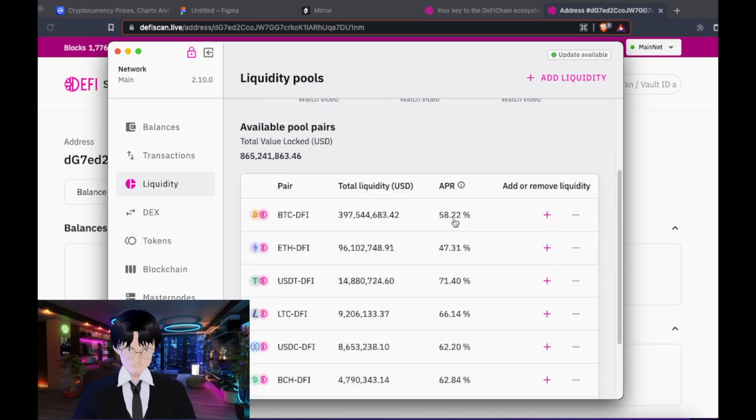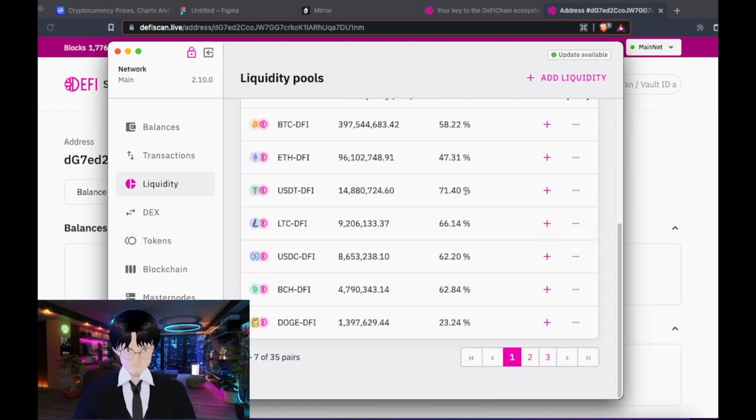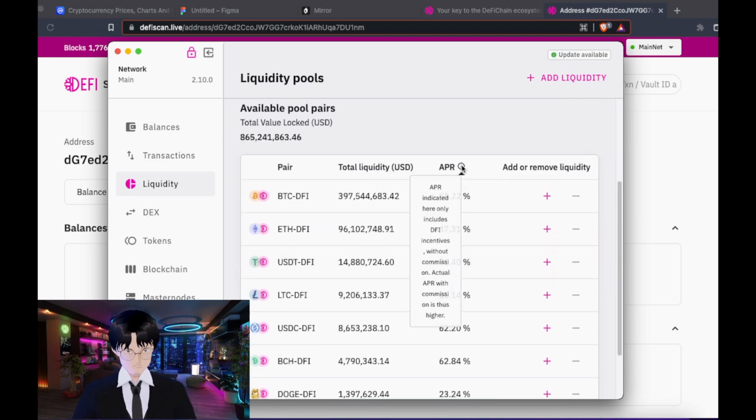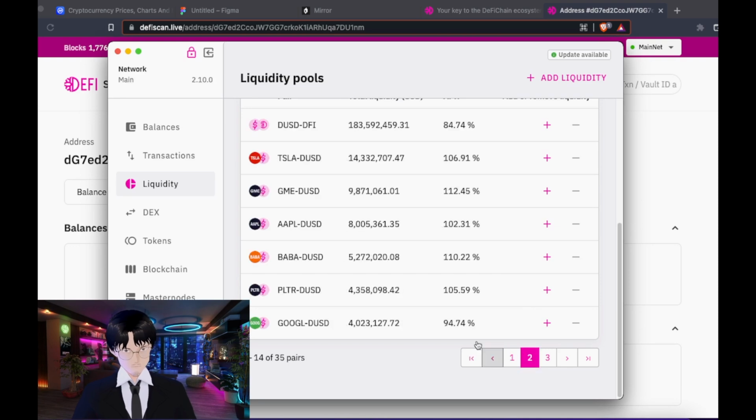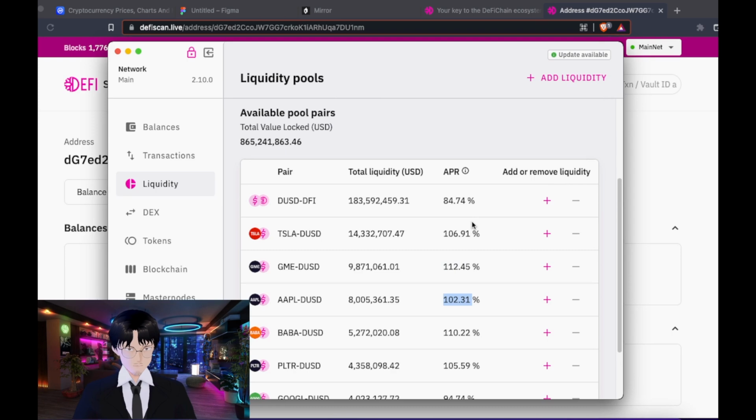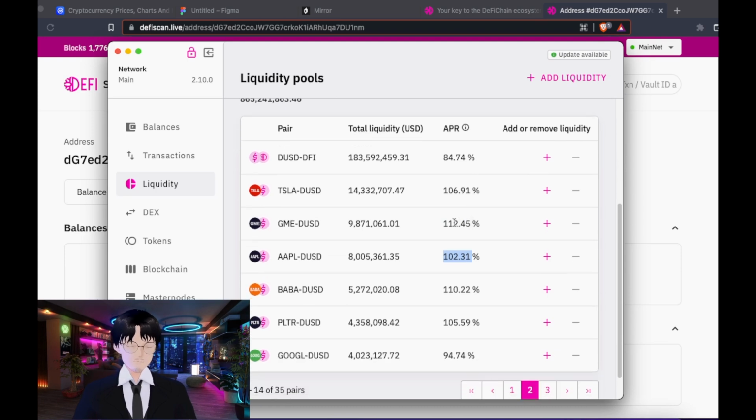You've added your liquidity, and then you'll be receiving your rewards, passive income, paid out in DFI token, right? So you'll be seeing that you receive passive income, 102% APY on your stocks just while holding them. That's really, really crazy.